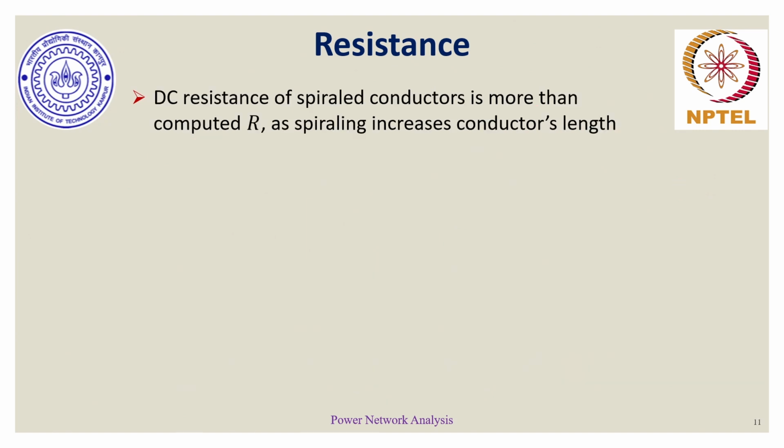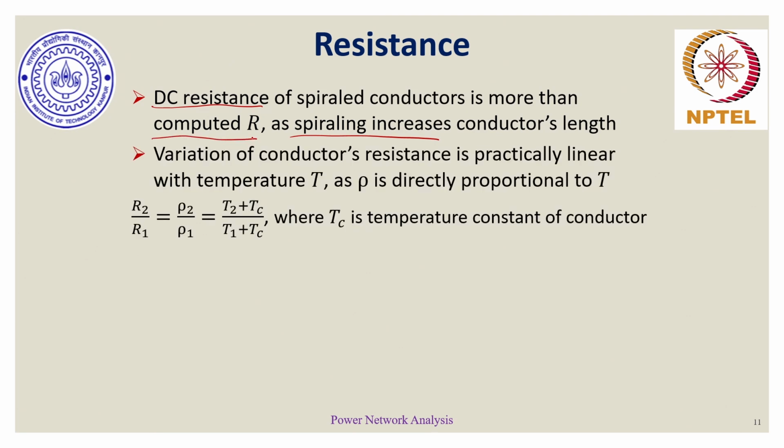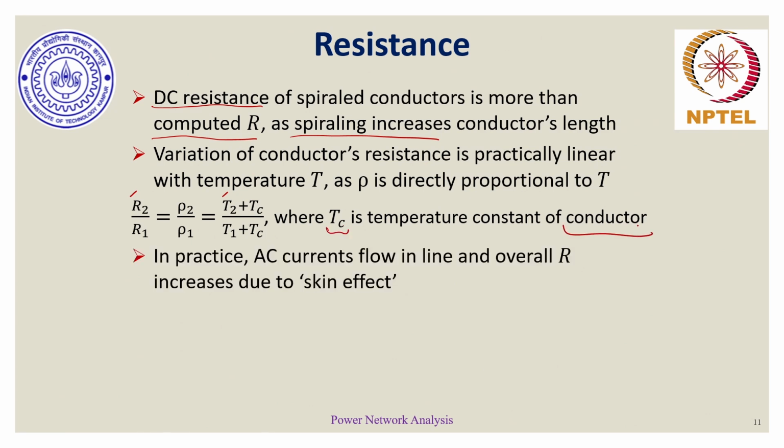resistance could be lower. So spiraling, as I mentioned, tends to increase the overall resistance of the conductor because spiraling increases the conductor length. So the DC resistance, which is given by the manufacturer or evaluated by formula, may not be the same as the actual resistance. With an increase in temperature, resistivity tends to increase, which is usually proportional for practical cases. So if the temperature is increasing, the corresponding resistance would also increase accordingly. Tc is the temperature constant for a given conductor of a typical material.